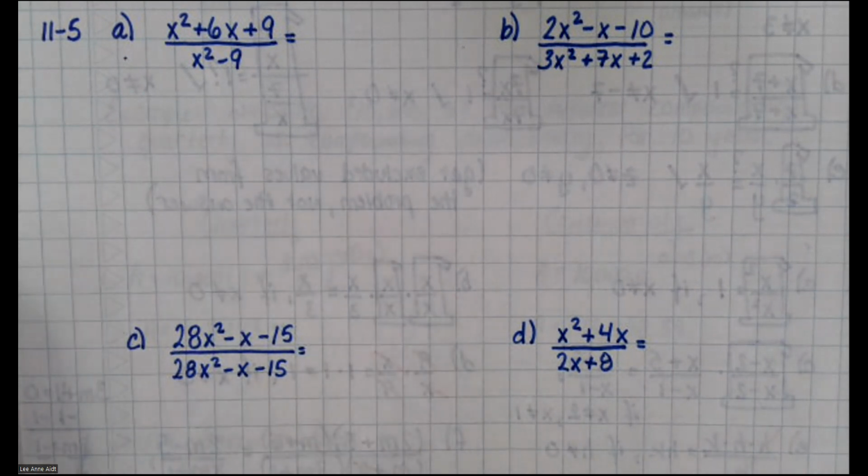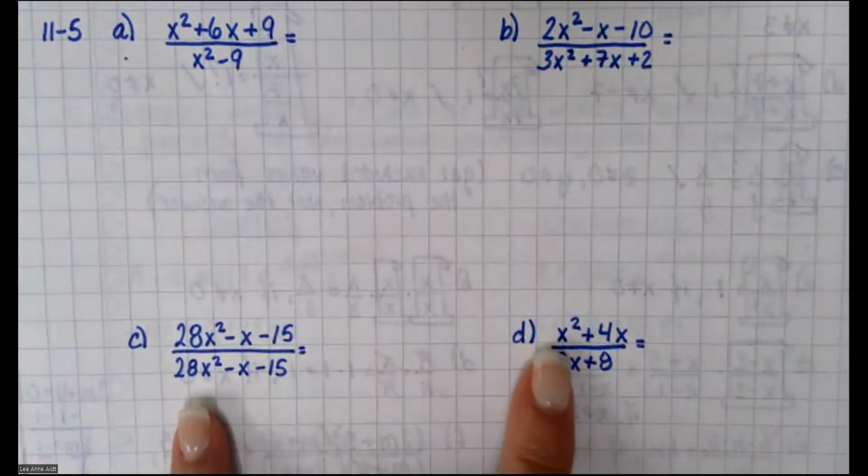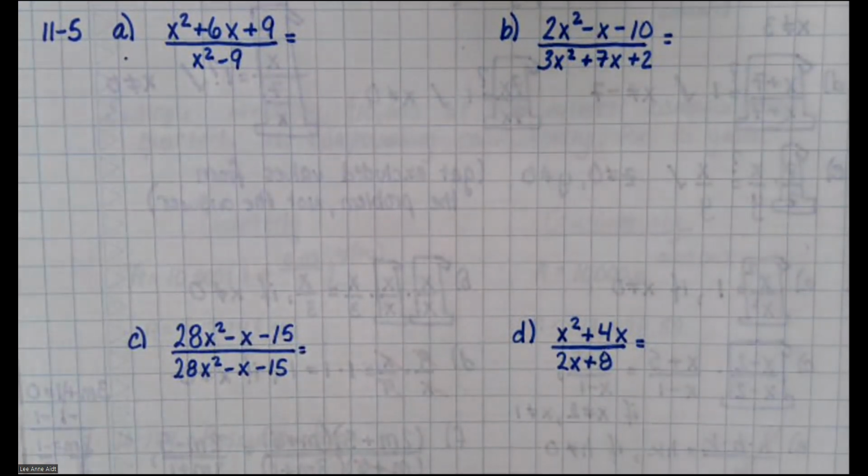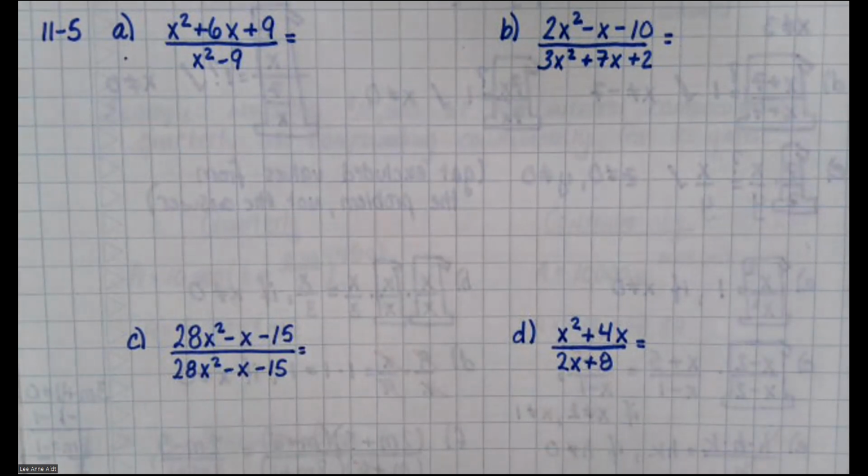Two of these problems are going to take a minute. The other two are going to be extremely quick. So these two will take a minute. These two are super fast. Okay, we're going to do two things in each of these. We're going to simplify and find the excluded values. So here we go.